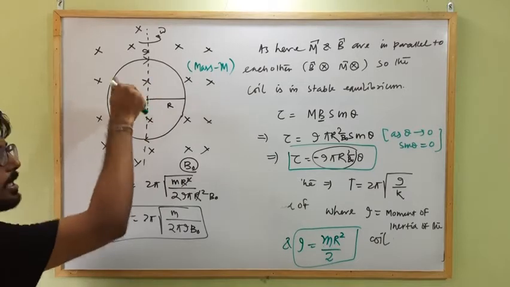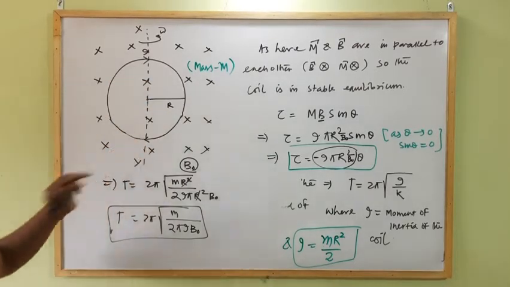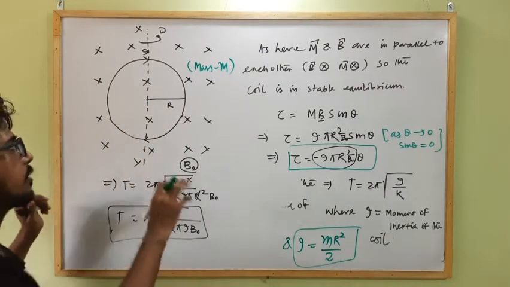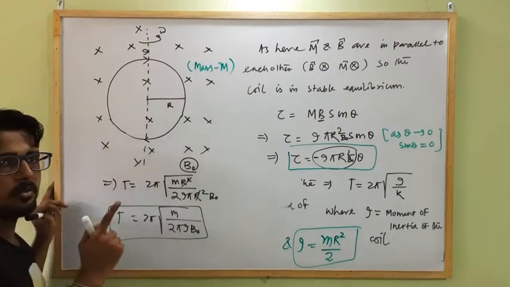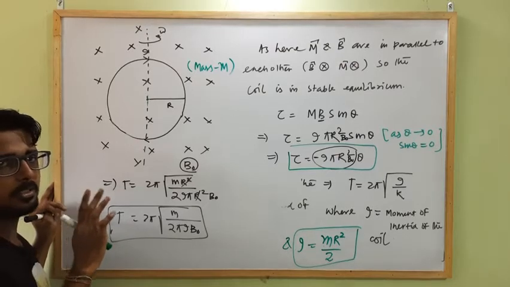So now this is the expression for the time period of the loop with which it starts oscillating about the axis x, y. Clear? So now you can understand how to calculate the time period when a current carrying loop is in stable equilibrium and it is slightly disturbed from its position. Okay?